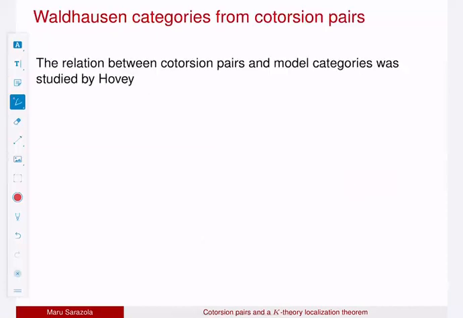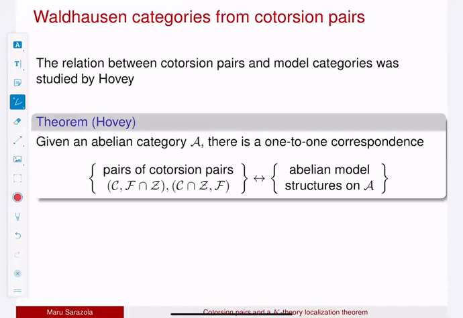Okay, so at this point, we have this notion of Cotorsion pairs, and we've just seen that they can be defined in terms of lifting conditions. And in fact, these can be related to the lifting conditions that we can find in a model category. So Javi studied the relation between Cotorsion pairs and model categories. And he has this really neat theorem saying that if we fix an abelian category A, then we have a one-to-one correspondence between pairs of Cotorsion pairs and abelian model structures one can define on our category A.